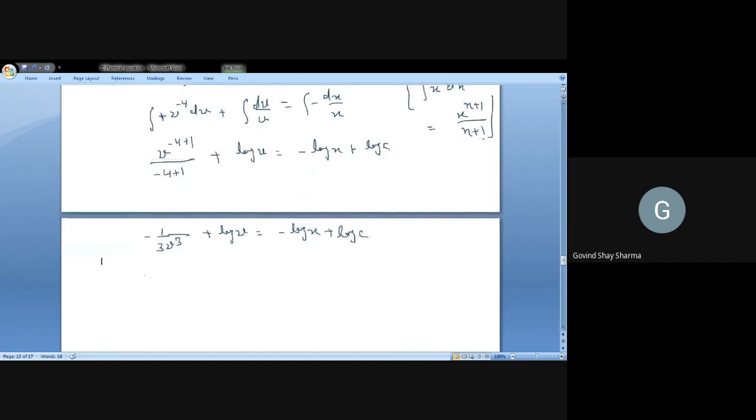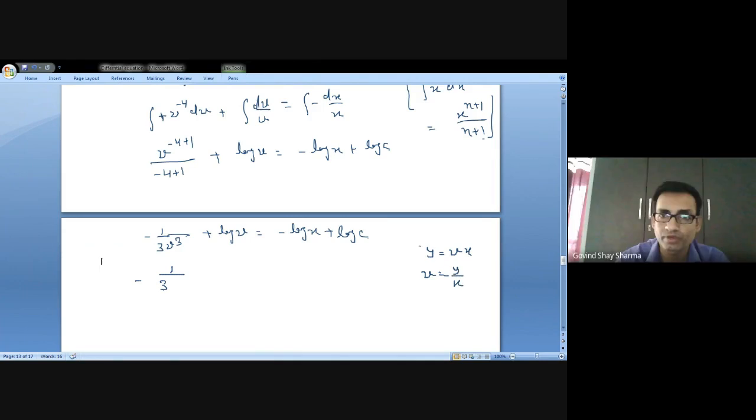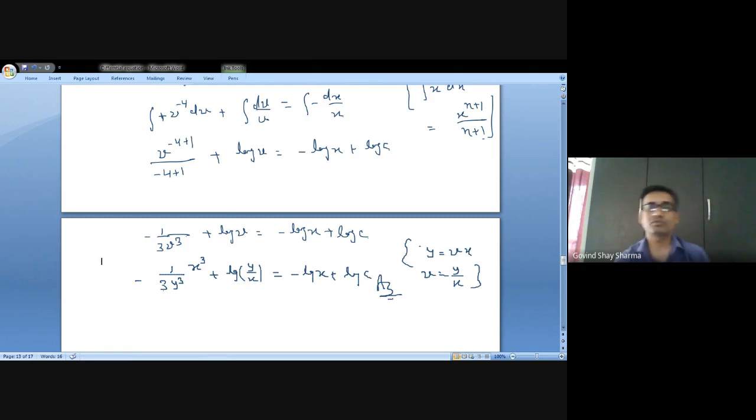Now put the value of v: y is equal to vx and v is equal to y upon x. Then minus x cube upon 3 y cube plus log y upon x minus log x plus log c. This is the answer of the given differential equation. Yes, students, I explain again.